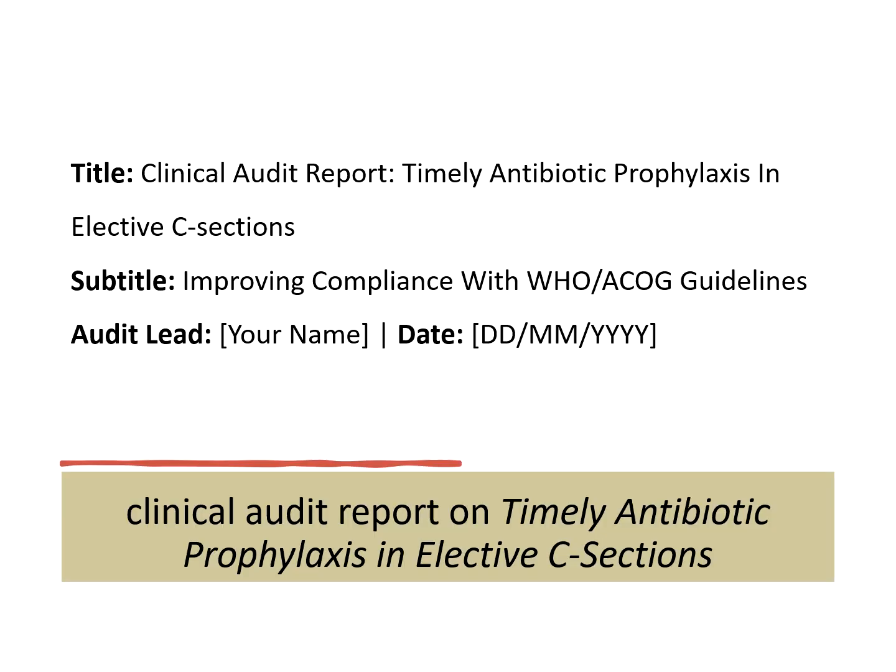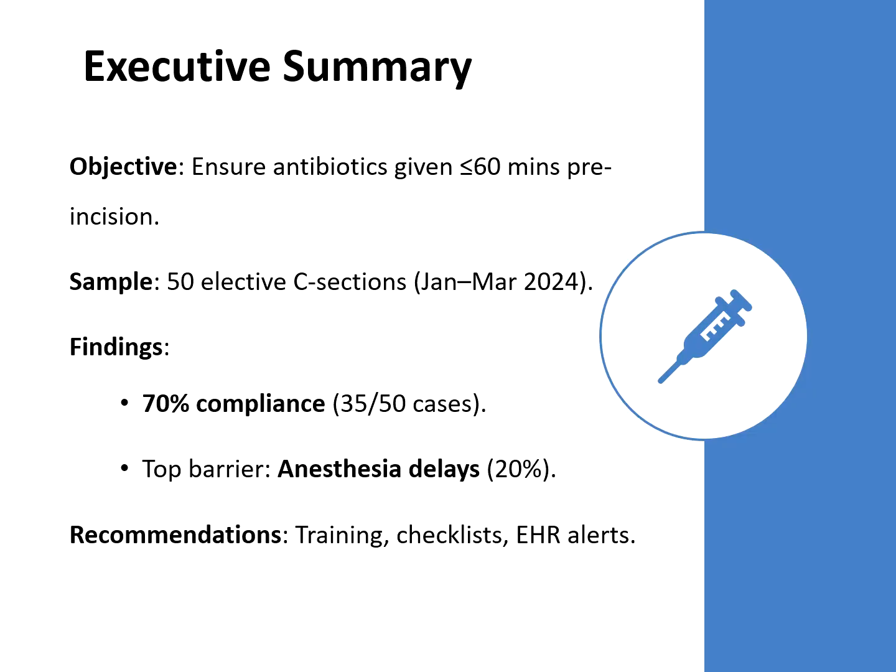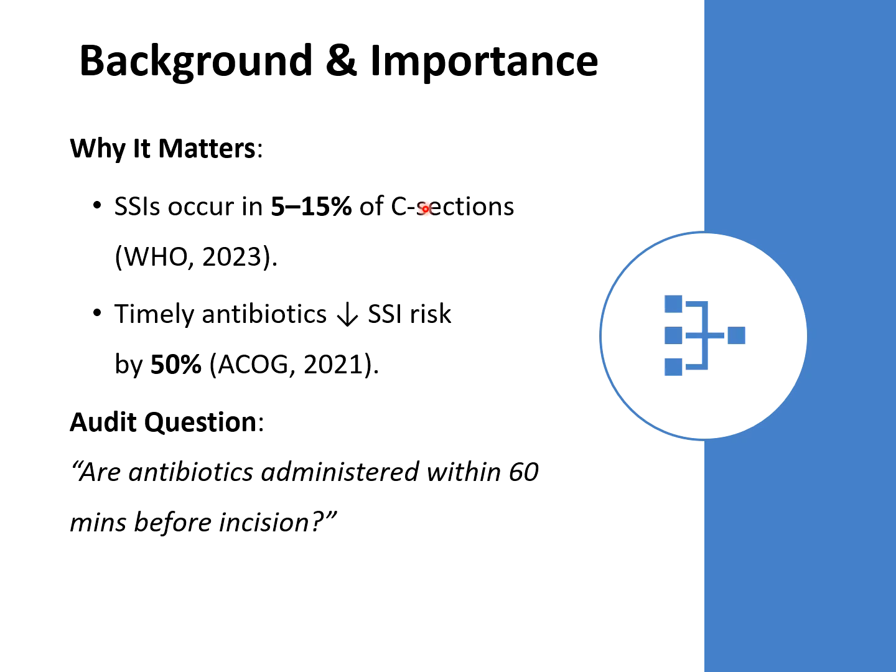So now, an example of a clinical audit. This is the template that I'm going to show you: the title of the topic on which you are conducting the clinical audit, then the subtitle, then the audit lead, the date, and then you can write the executive summary, telling the objectives, sample, findings, recommendations, and you can give the background, like why it matters. SSI occurs in 5 to 15% of C-sections according to WHO in 2023. So timely antibiotics are very important. They can reduce the SSI risk by 50%. This is again a study reference.